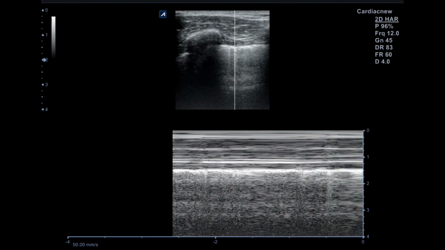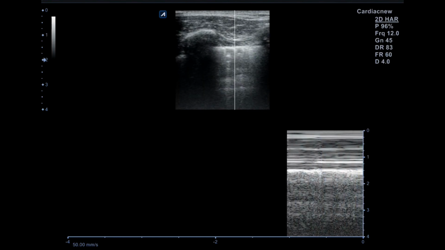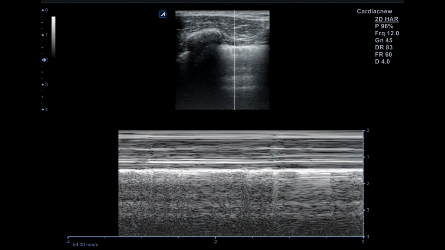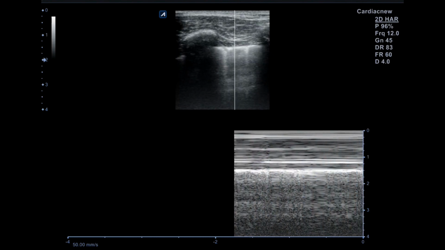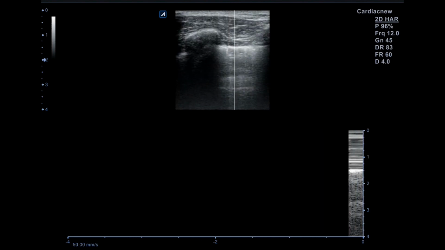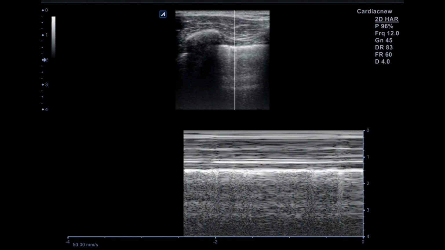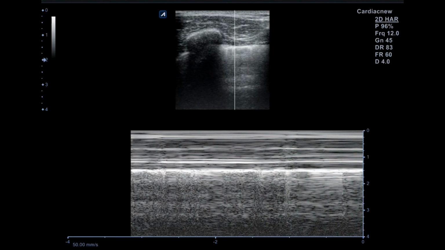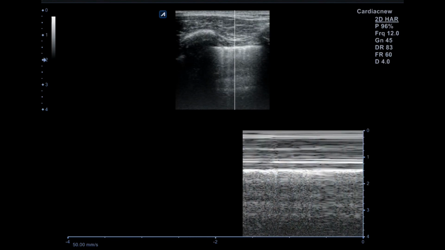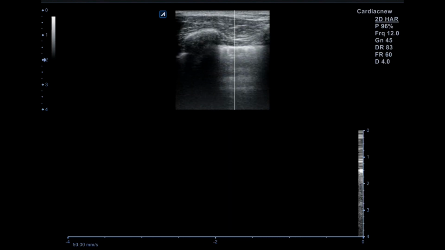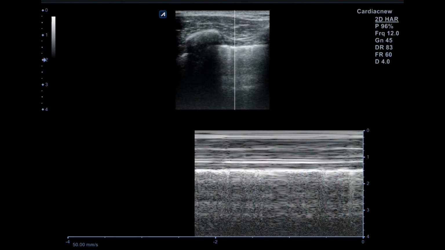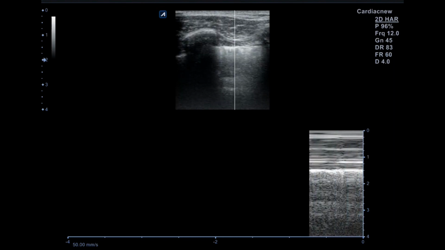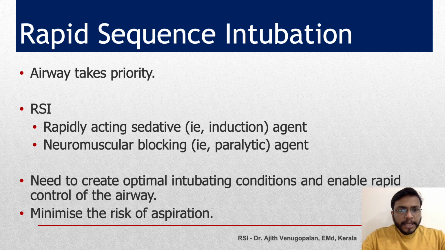Also, you can use adjuncts along with your clinical evaluation, like ultrasound. That is the EFAST or POCUS, where you are going to evaluate for lung sliding, whether there is a pneumothorax, whether there is a hemopneumothorax, or a hemothorax or a pleural effusion. So you are using the ultrasound to make sure that you have an extensive clinical evaluation along with your physical examination. Coming to rapid sequence intubation per se, as you all know, airway takes priority.